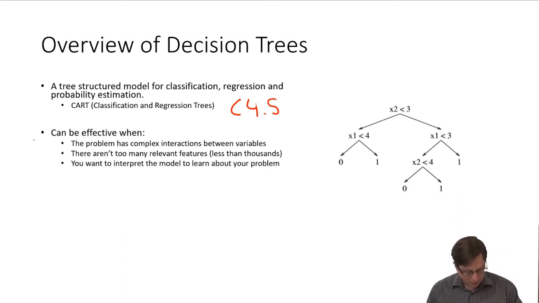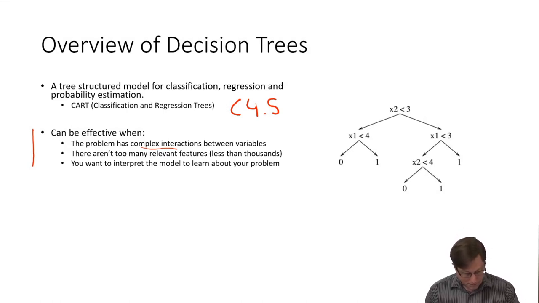Decision trees are good when, here are some properties of when you might want to use a decision tree. The problem has complex interactions between the variables, because in a decision tree, the way the tree interprets one variable can be different depending on the value of another variable, can be completely different. Whereas in our previous one, logistic regression, it was just a linear combination across the variables. So these complex interactions didn't exist.